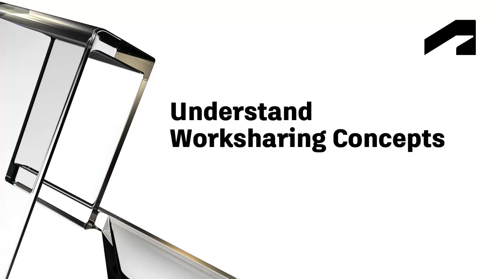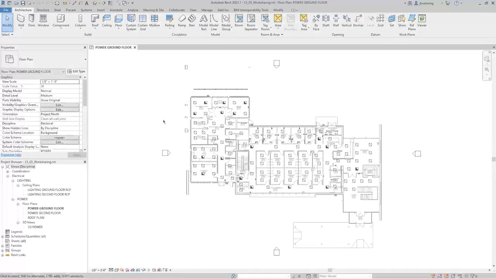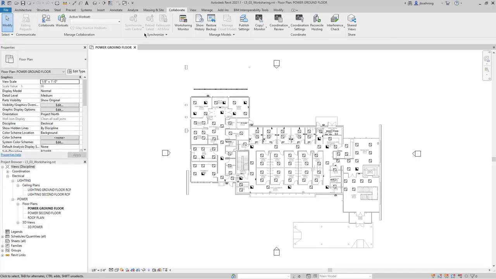In this video, we will cover working in work-shared projects and using work-sharing features. In order for multiple users to work in the same model simultaneously, work-sharing must be enabled. To enable work-sharing, switch to the Collaborate ribbon, and then in the Manage Collaboration panel, click Collaborate.